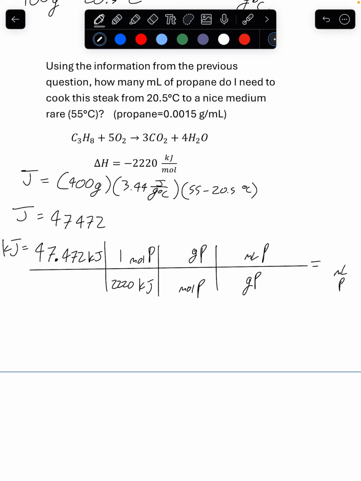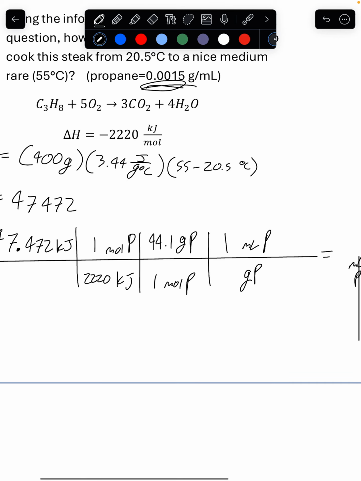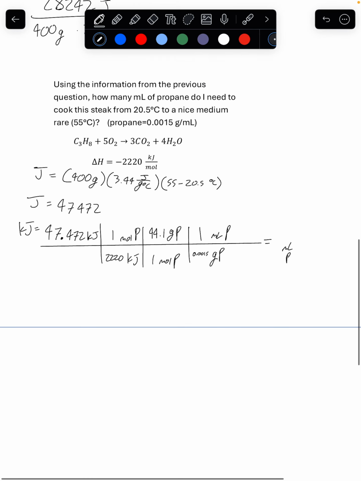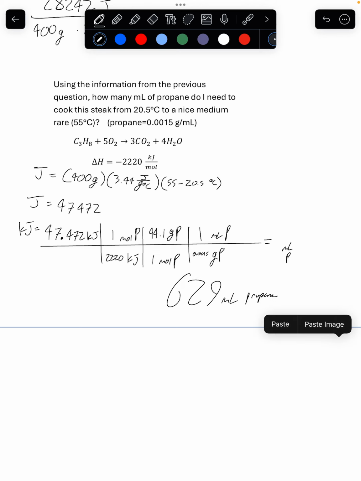Okay, moles of propane to grams of propane. You can just add this together. Here's 3 12s and 8 1s. It comes out to be, if you get more precise than that, 44.1 grams for every 1 mole of propane. And then I'm given the density, 1 milliliter of propane has a mass of 0.0015 grams. You run that through the calculator and get 629 milliliters of propane.